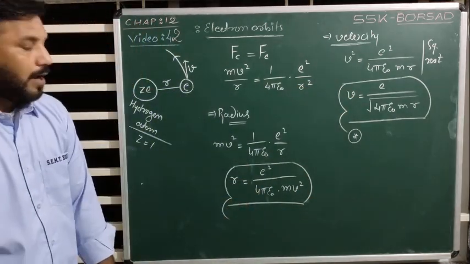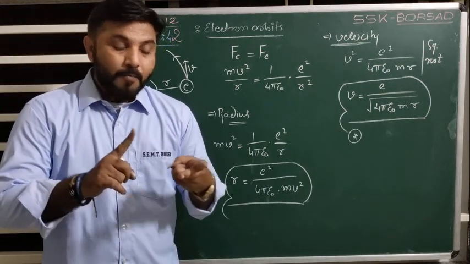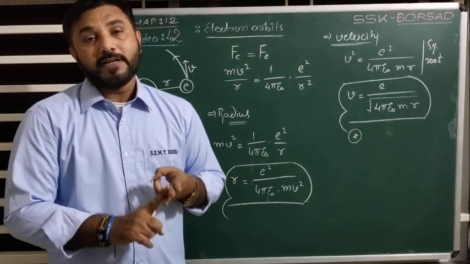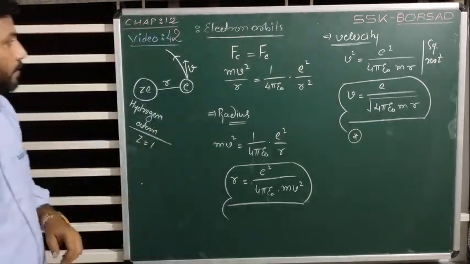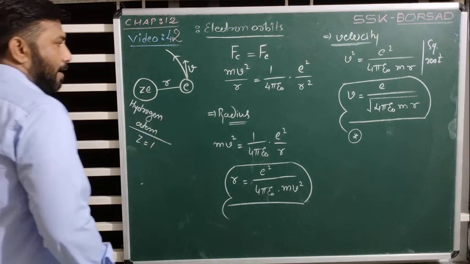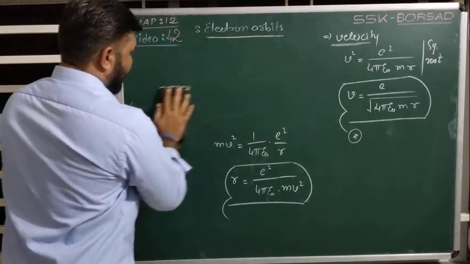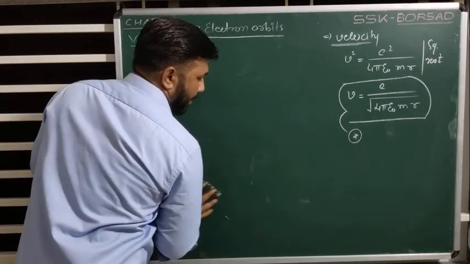So you will get the radius, make v the subject, you will get the equation of velocity. Have a look. After a few seconds, we will find the equation of kinetic energy, potential energy and total energy of the electron. Have a look. Okay? Now, let us see the equation of kinetic energy.